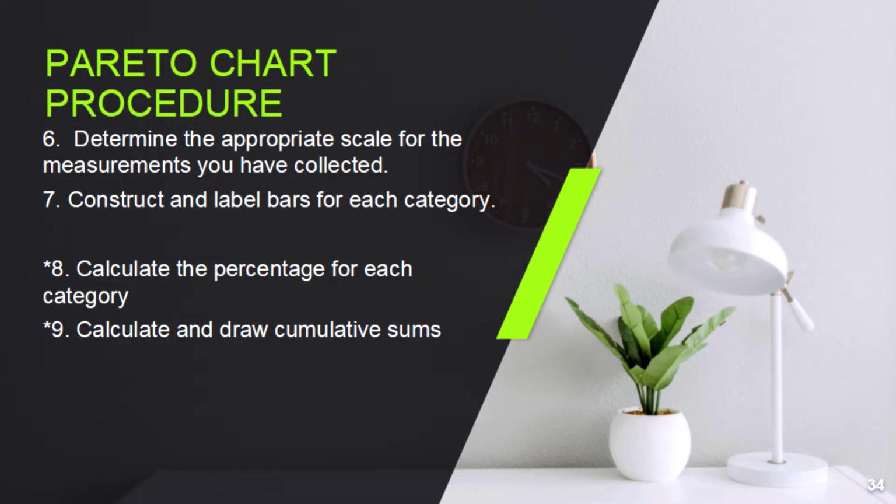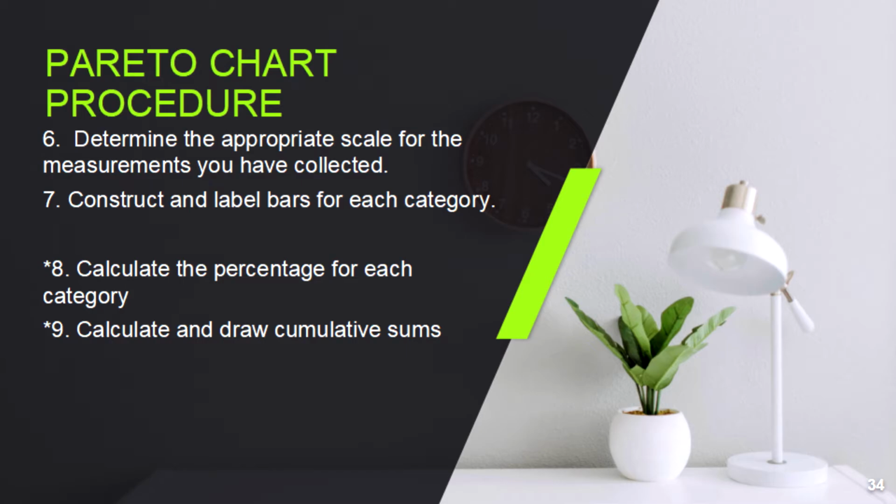Last is step 9, calculate and draw cumulative sums. This can be done by adding the subtotals for the first and second categories and placing a dot above the second bar indicating that sum. To that sum, add the subtotal for the third category and place a dot above the third bar for that new sum. Continue the process for all bars. Connect the dots starting at the top of the first bar.